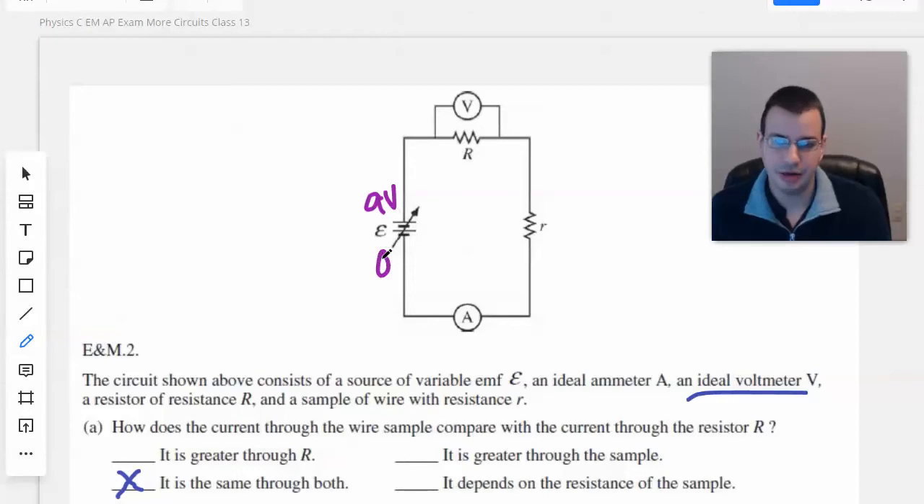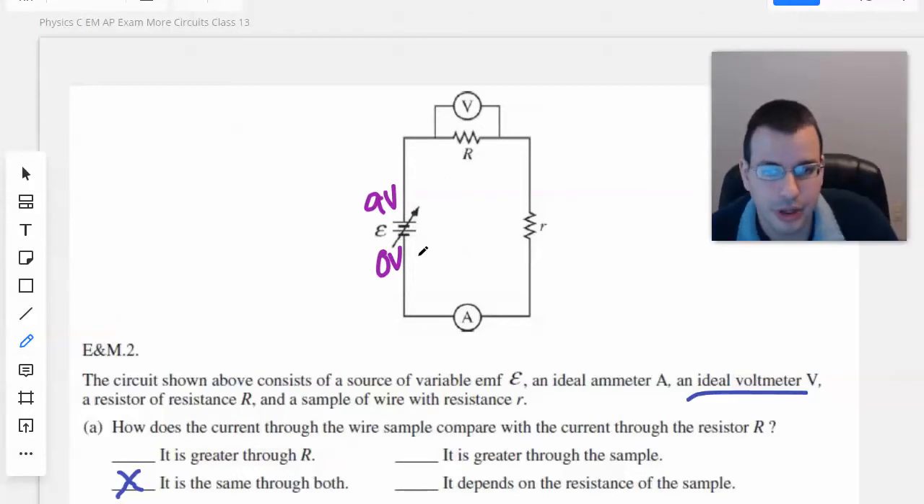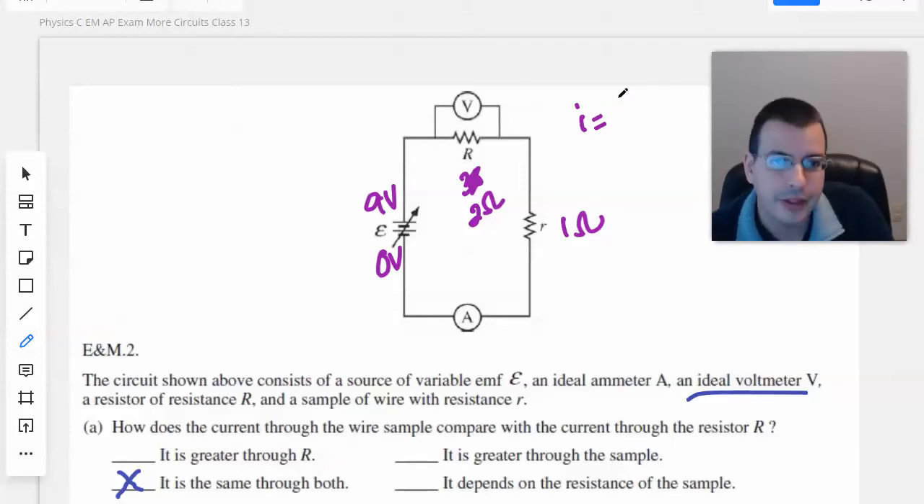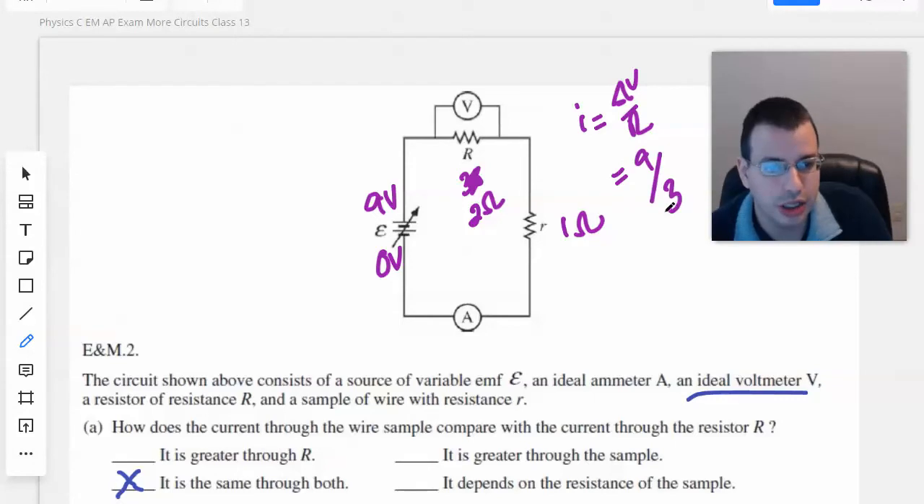So I'll say this is a 9-volt battery, which means top here is 9 volts, below is 0 volts. Then I'll say this is, what, 3 ohm? No, let's call it a 2 ohm, and we'll call this a 1 ohm. These are just made up numbers. Delta V over R, so current would be 9 over 3, since we have 2 resistors in series, and so the R equivalent is just them added together. So we have 3 amps.